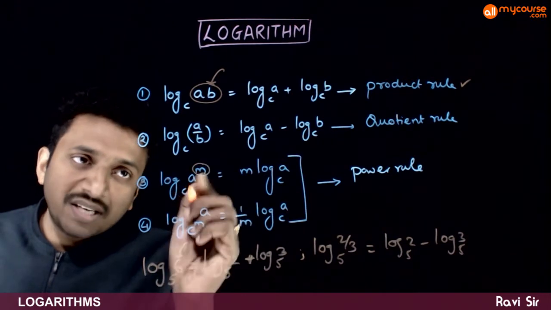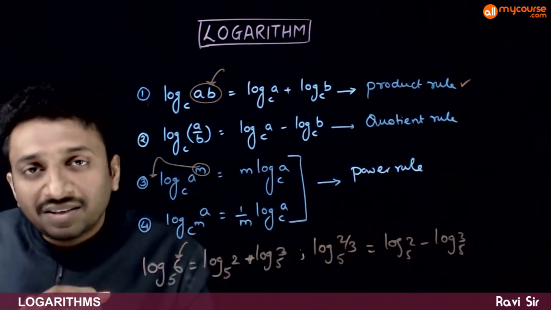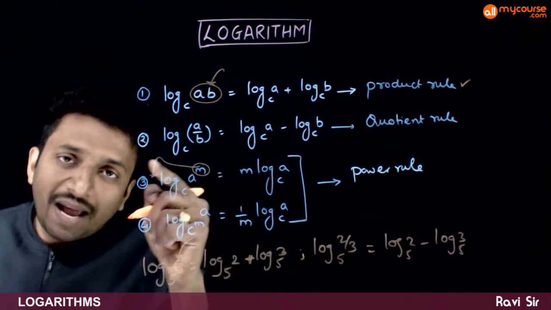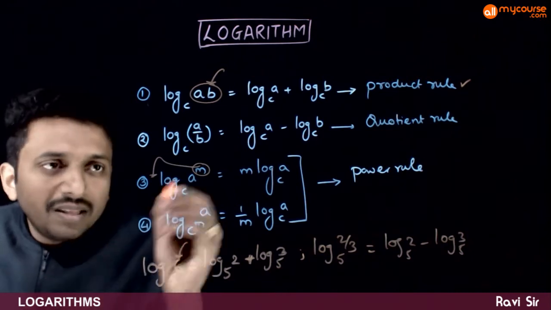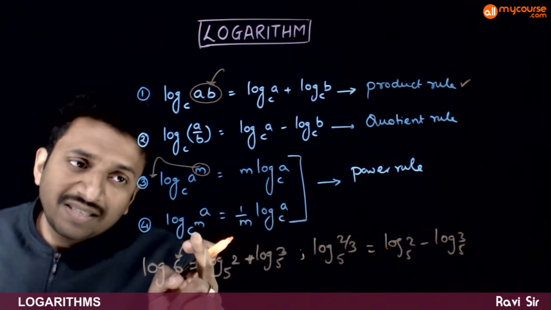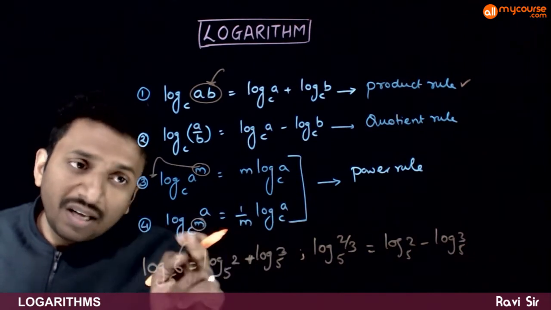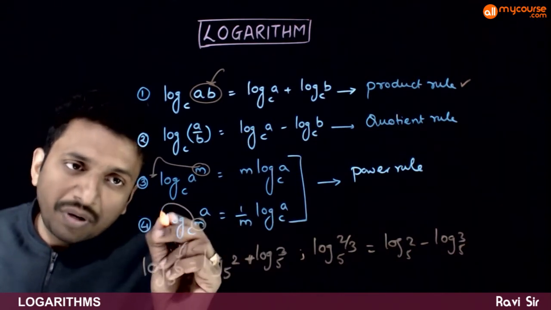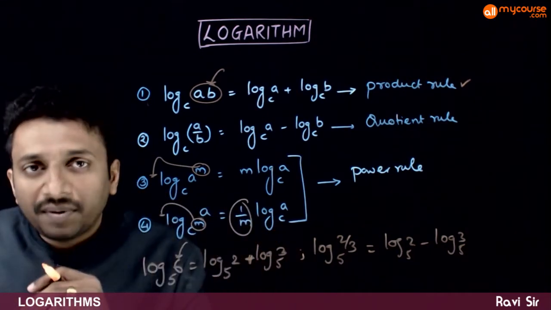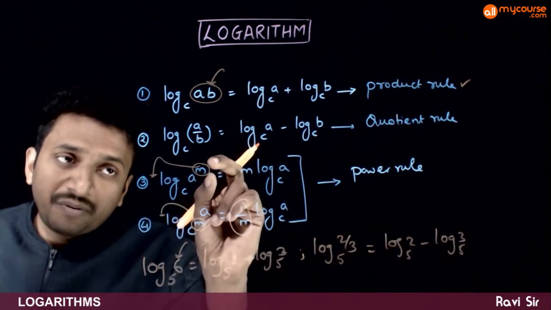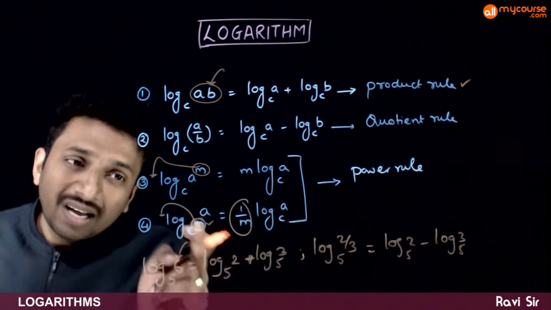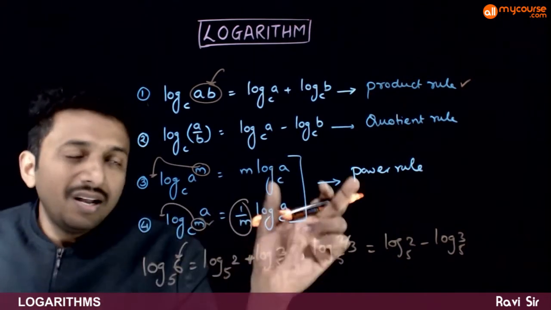The power of this number just comes out as the multiple. So log a to the power m to the base c is m times log a to the base c. The power just comes out here. And log a to the base c power m, if you have power in the base, this will come out as 1 by m. So the power of the number above will directly come out of the logarithm. The power of the base will come out as a reciprocal. This is called the power rule.